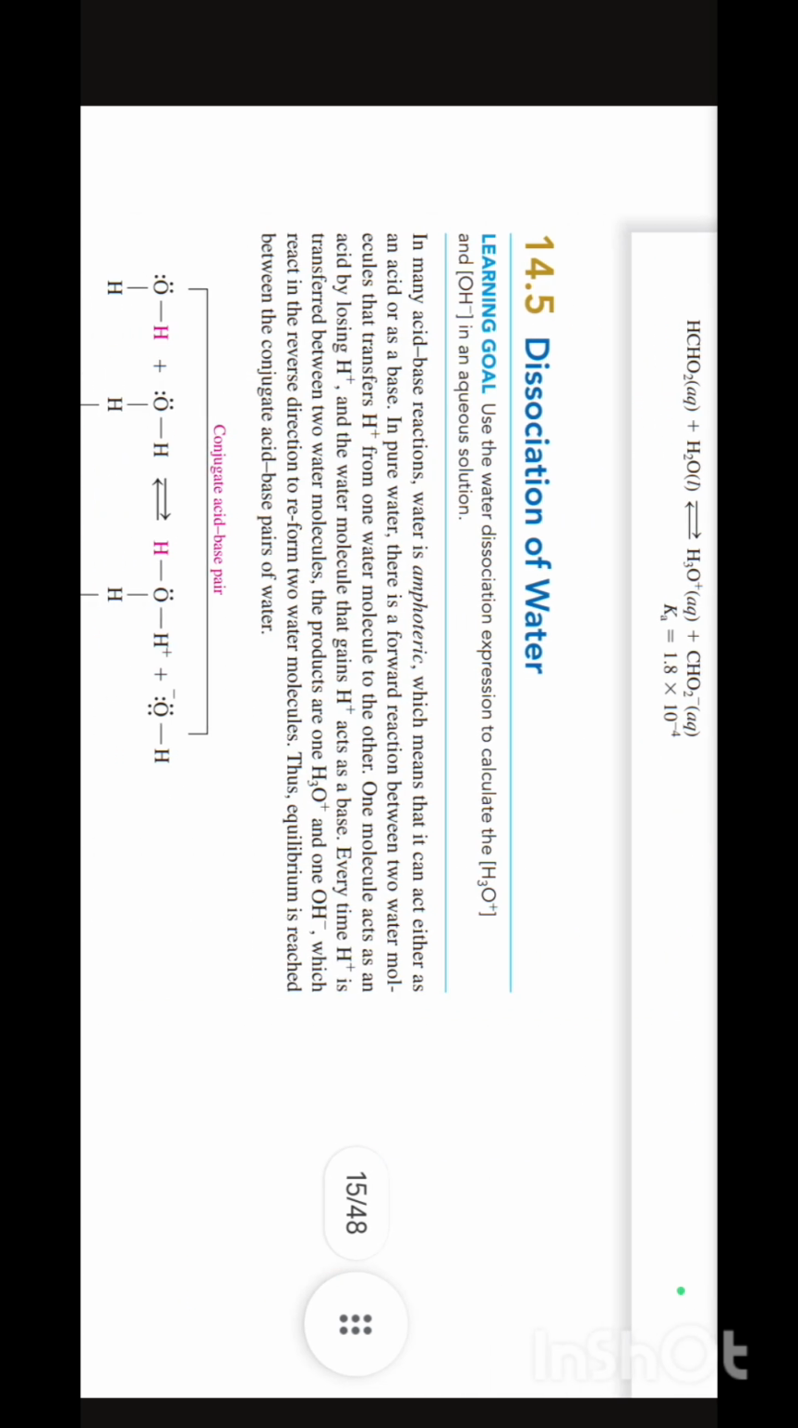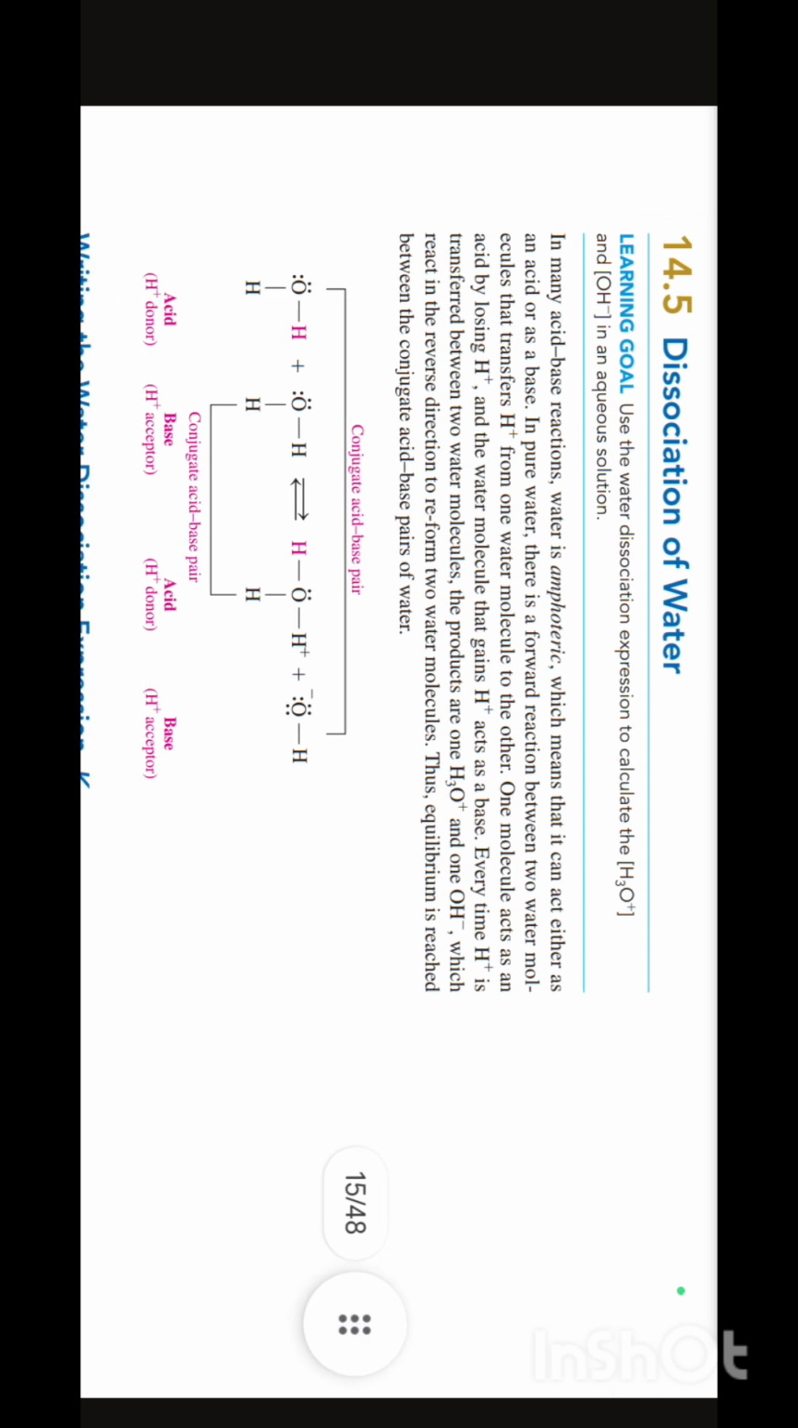Now we will discuss the dissociation of water. In many acid-base reactions, water is amphoteric, which means that it can act either as an acid or as a base. In pure water, there is a forward reaction between two water molecules that transfer H+ from one water molecule to the other. One molecule acts as an acid by losing H+, and the water molecule that gains H+ acts as a base. Every time H+ is transferred between two water molecules, the products are one H3O+ and one OH-, which react in the reverse direction to reform two water molecules. Thus, equilibrium is reached between the conjugate acid-base pair of waters.